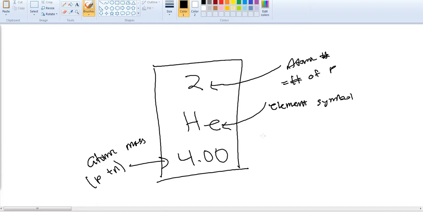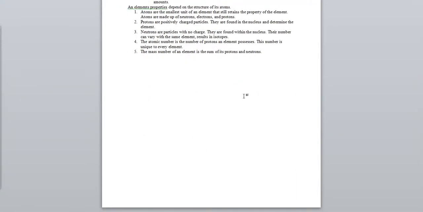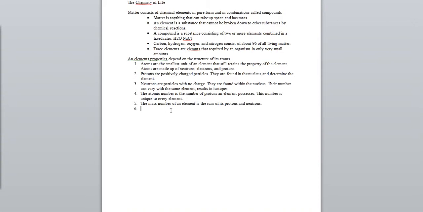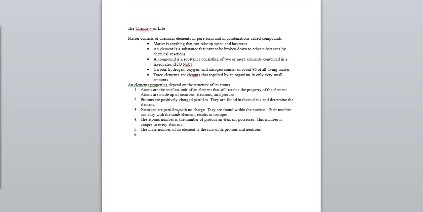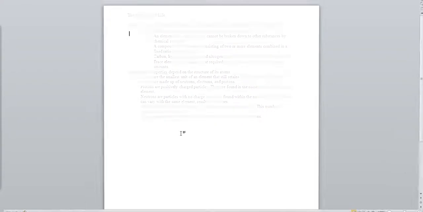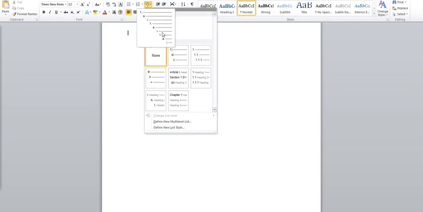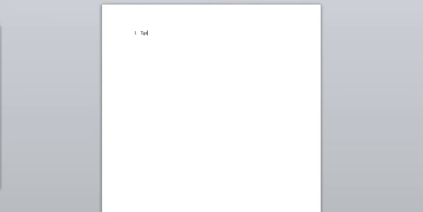Alright, let's continue. So, the next concept we must look at is that the formation and the function of molecules depend on chemical bonding between atoms.